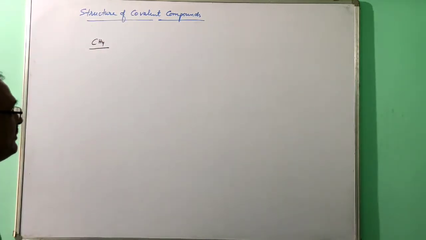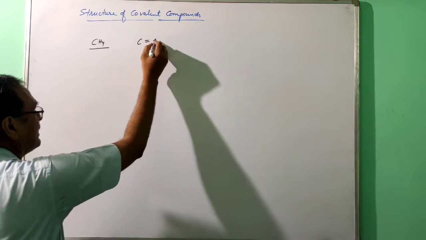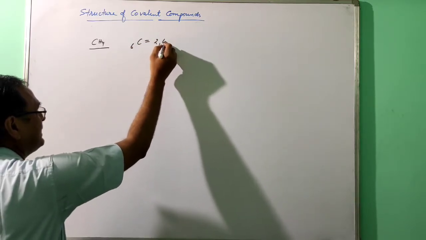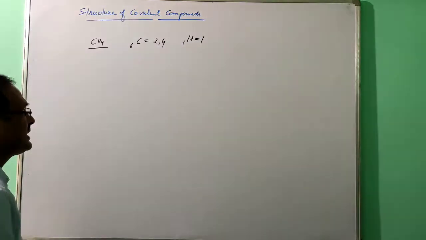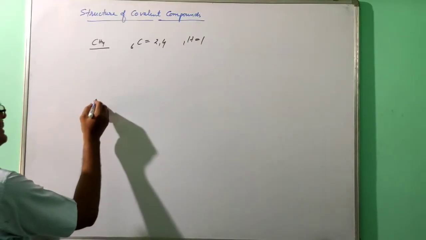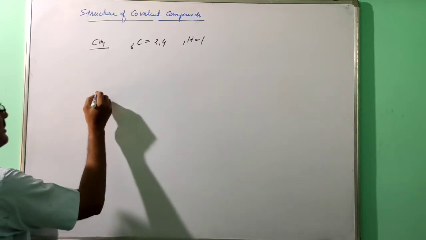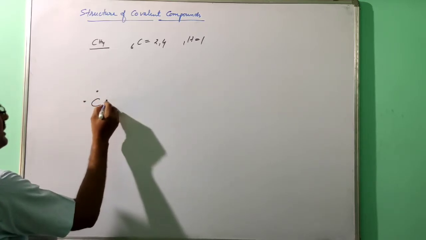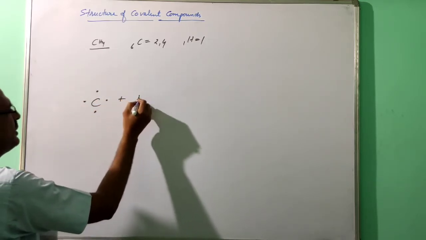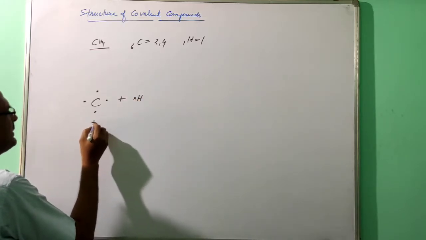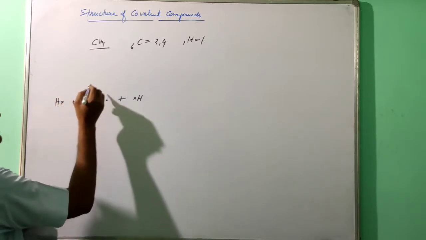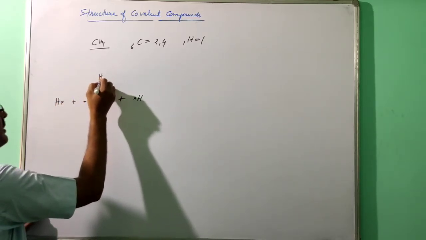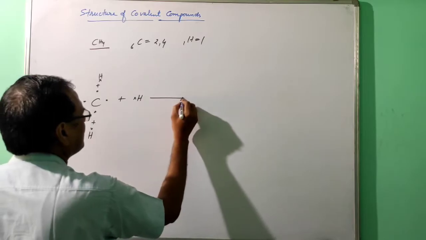CH4. Carbon has atomic number 6, configuration 2, 4, and hydrogen has 1. So this carbon shares 4 pairs of electrons. These 4 electrons are there, with 4 hydrogen atoms, since both are different. So hydrogen shares 1 pair of electrons.